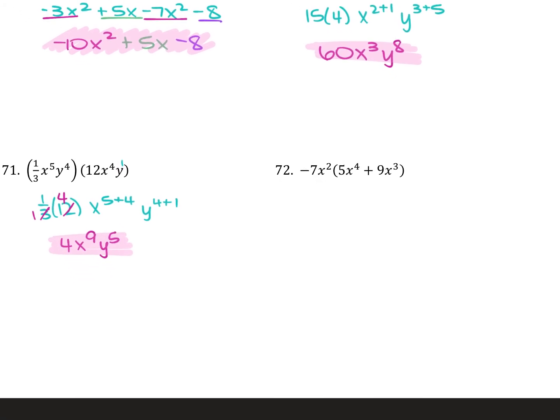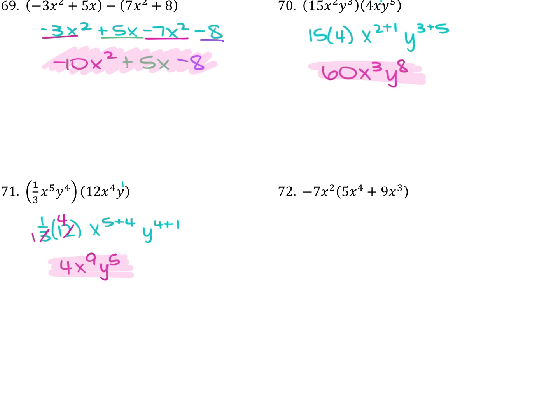For 72, you have negative 7x squared times 5x to the 4th power plus 9x cubed. So you are just distributing this negative 7x squared in. So you'll do negative 7x squared times 5x to the 4th power, which will give you negative 35x to the 6th power. And then negative 7x squared times 9x cubed, which gives you a negative 63x to the 5th power. So it's just negative 35x to the 6th power minus 63x to the 5th power.